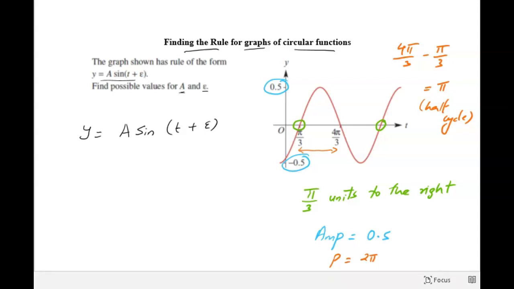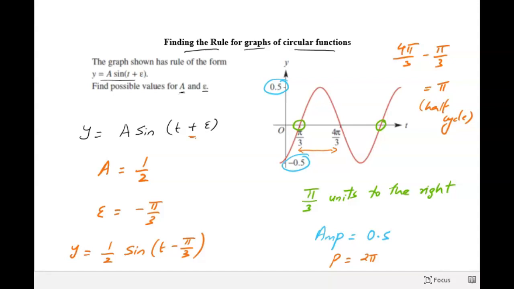So what I can conclude from here is that a is the amplitude, so a is going to be equal to a half, or 0.5. Now because we're moving pi on 3 units to the right, and given that they've used a positive sign inside the bracket, we've got to make sure we represent the value for e as minus pi on 3. If I rewrite this rule with the values for a and e, we have y equals a half sine(t minus pi on 3). That reflects a horizontal translation of pi on 3 units to the right.